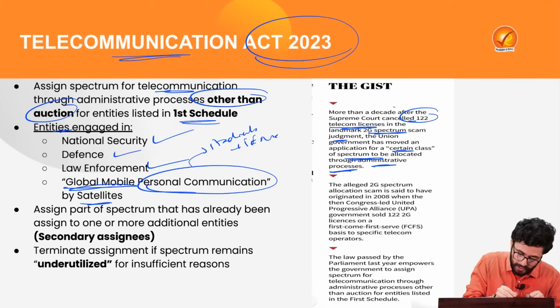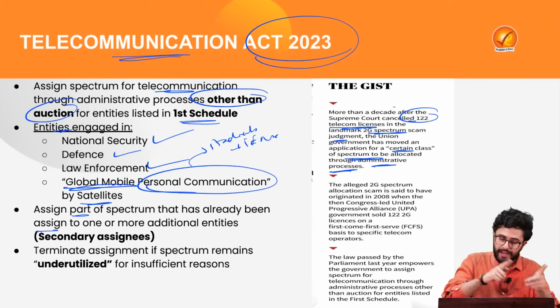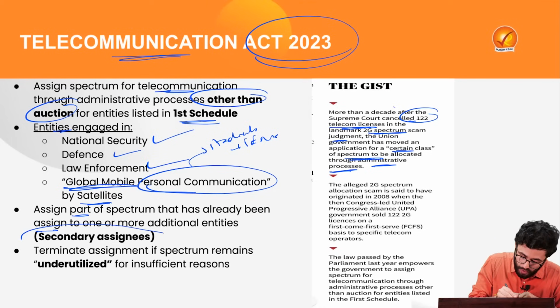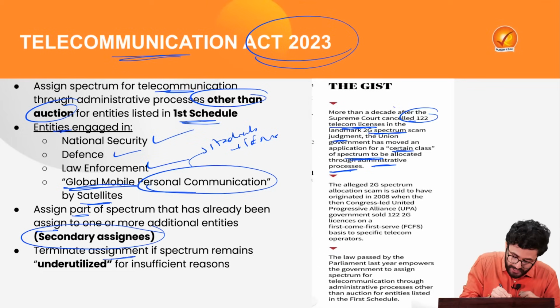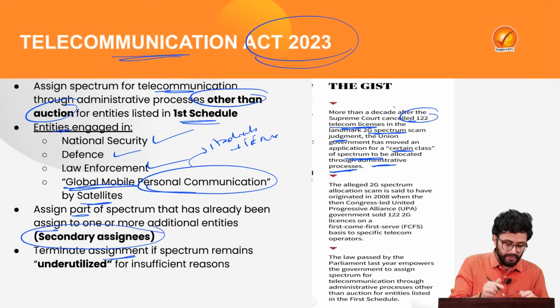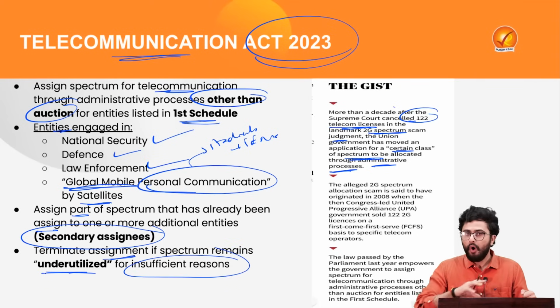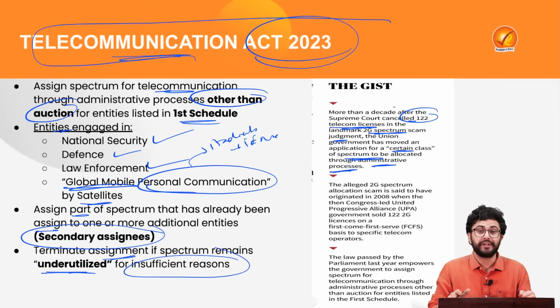Also, the government is aiming to assign the part of spectrum that has already been assigned to one or more additional entities, in bracket, secondary assignees. And it further aims to terminate the assignment if the spectrum remains underutilized for insufficient reasons. All of this will take place under the provisions of the Telecommunication Act of 2023, the major provisions of which please keep in your mind.